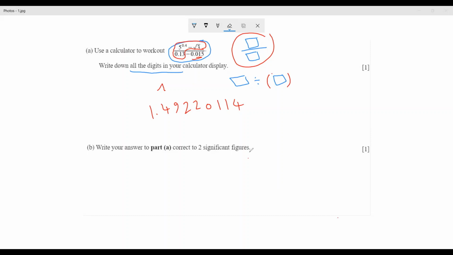In the second part of the question, they say you have to round it to 2 significant figures. As you have learned the technique already, that means we have to look at the third significant figure, which is 9 in this case. Since it is greater than 5, I'm going to add 1 unit to the digit next to it and then ignore everything else. So the final answer would be 1.5.